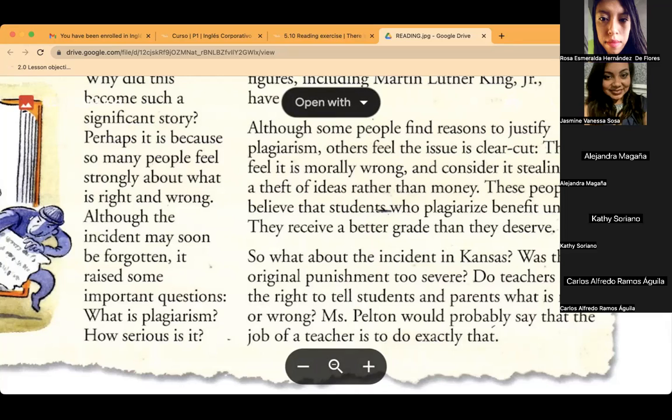Okay. The last one, right? Yes. Okay. So what about the incident in Kansas? Was the original punishment too severe? Do teachers have the right to tell students and parents what is right or wrong? Ms. Pelton would probably say that the job of the teacher is to do exactly that. Great. Thank you so much.